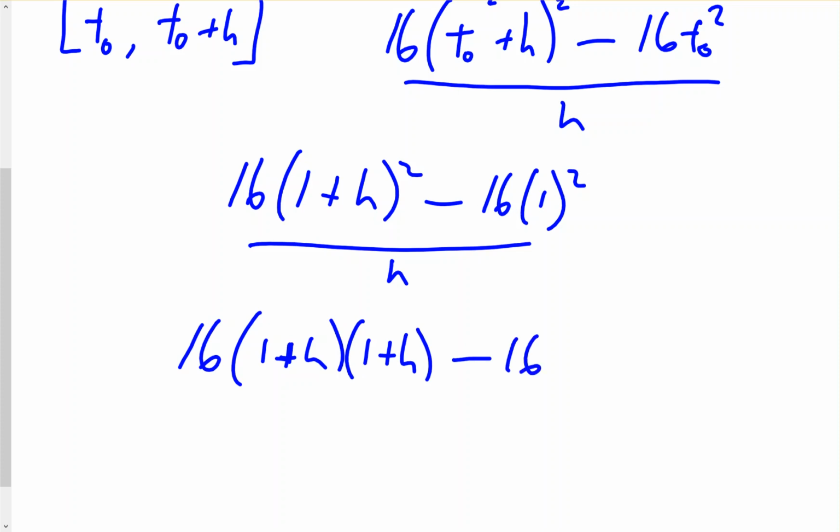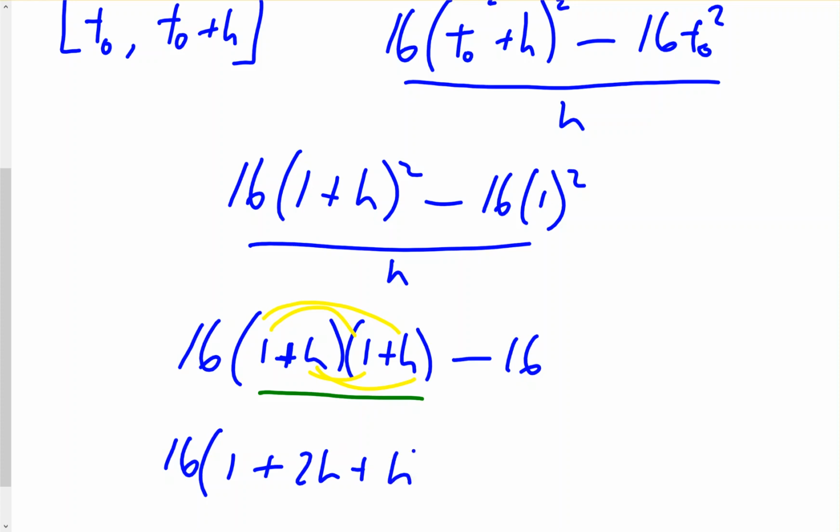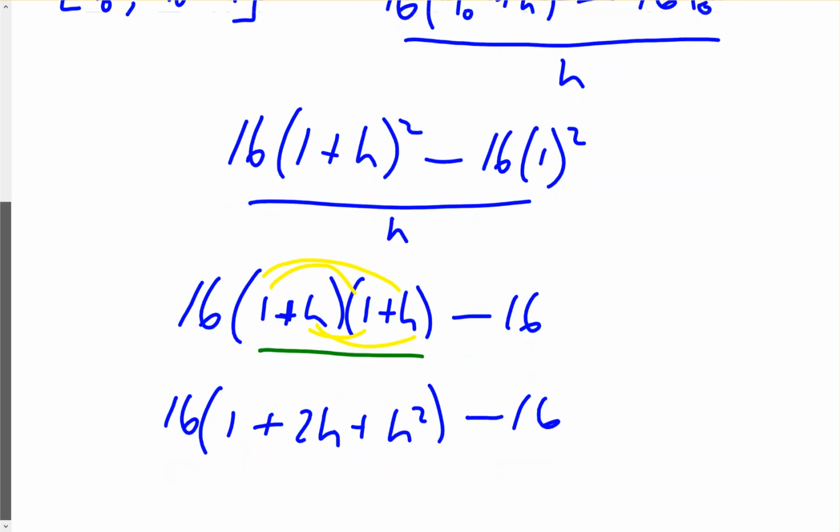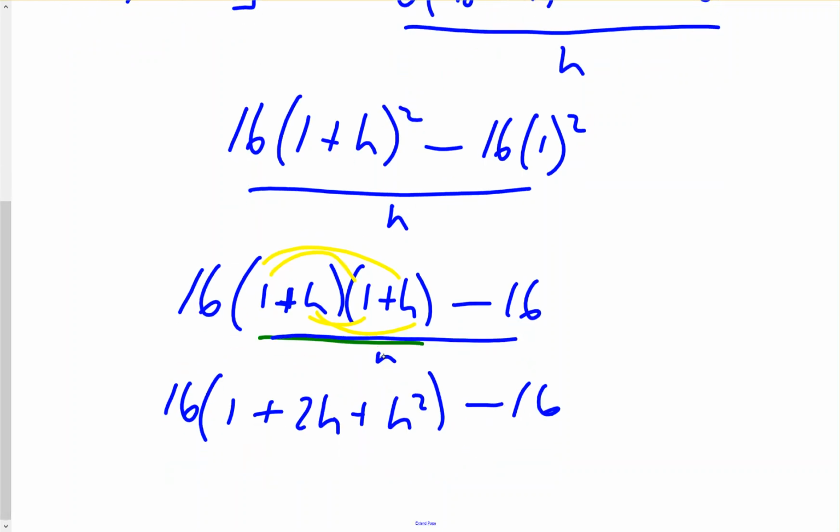1 squared is 1 times 16 is 16. So you're going to do the FOIL on this first. You guys remember FOIL: first, outer, inner, last. So when we do that, we would end up with 16 times (1 plus 2h plus h squared), minus 16. We still have this over h.